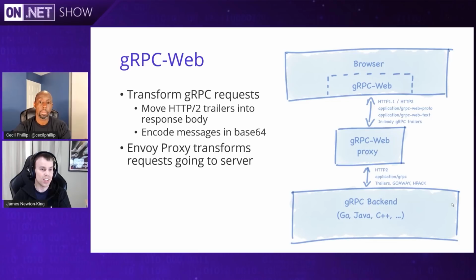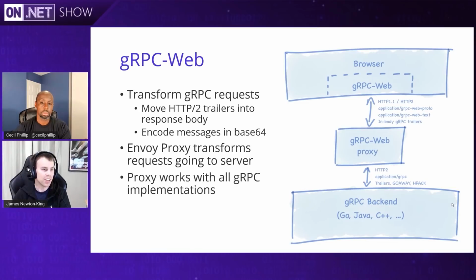And because of this, the server, as far as it's concerned, is just talking to a normal gRPC client, because the proxy is handling all the transformational stuff. So for this reason, if you're using a proxy, it works with all gRPC implementations. So if you're using Go or Java, C++, .NET, it works with all.